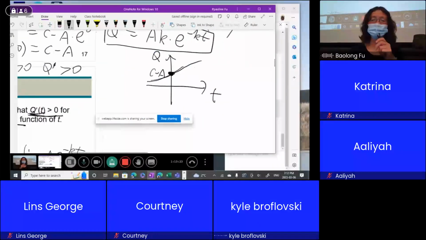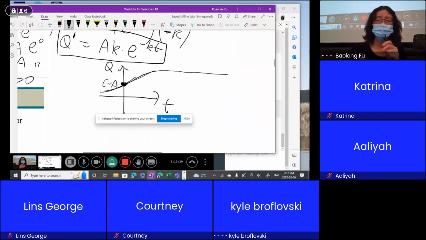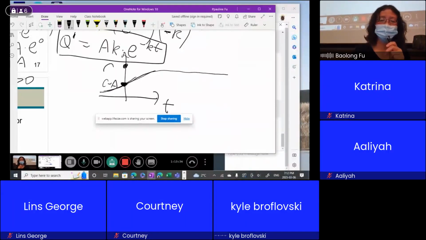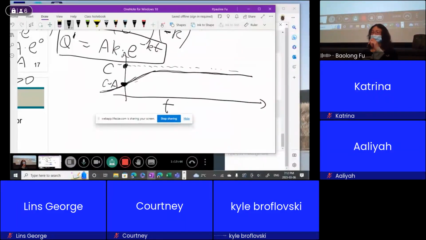So this graph is increasing, but it approaches a constant C. So this point is C. See, this is C. When t goes to infinity, this approaches C. So this is the graph of Q. First, find the intercept, then identify that it is increasing. After that, find the limit when t goes to infinity. And this is the learning curve.